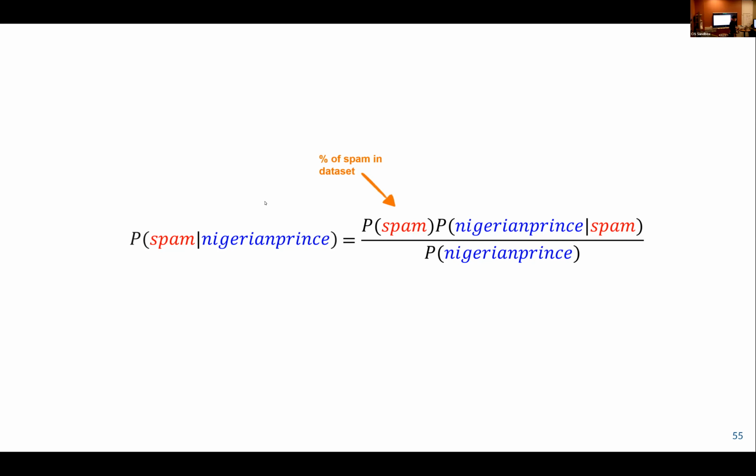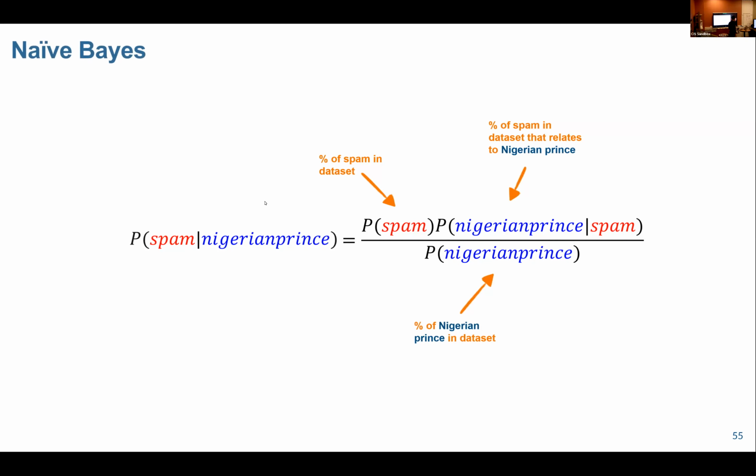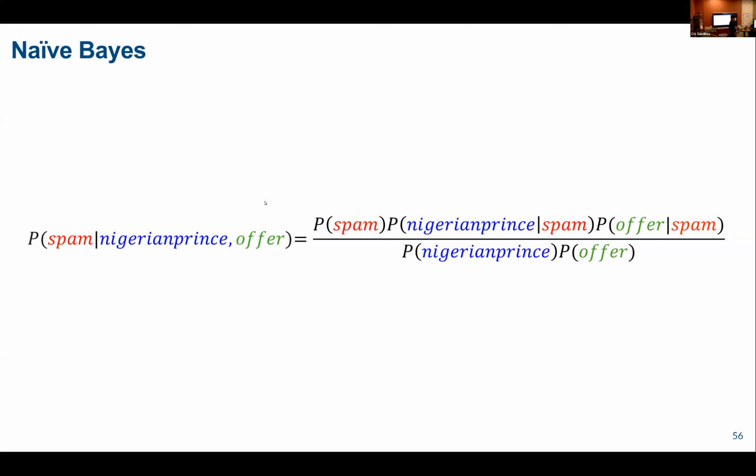So we take everything on the right side, which is these things, and we turn it into our desired conditional, which is we get spam if this thing appears, okay? And so we multiply the percent of the data set that is spam by the percent of spam that has whatever condition, and then divide it by the amount of condition in the whole data set, okay? And if we want to include more conditions, we just multiply, okay?